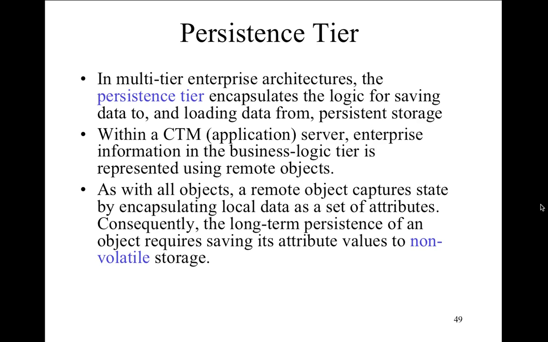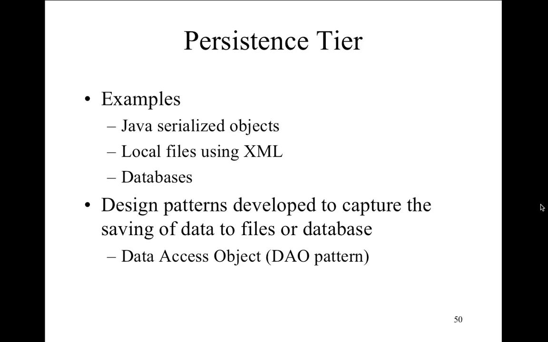Here are some examples of the persistent tier implementation. As an example, the Java serialized objects, we'll be looking at that. Local files using XML. Actually, XML is a nice interface to the persistent tier because it's the equivalent of HTML, but instead of marking up text, it's marking up data. And so it allows us to send data back and forth to exchange with the persistent tier.